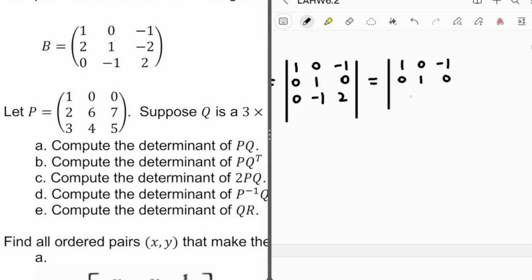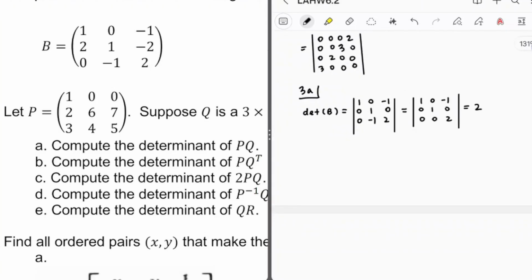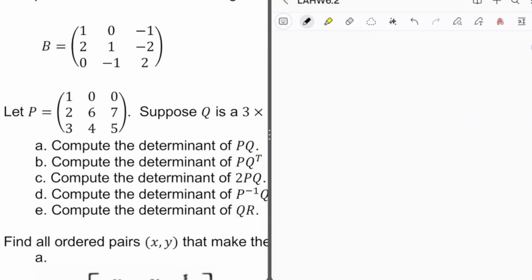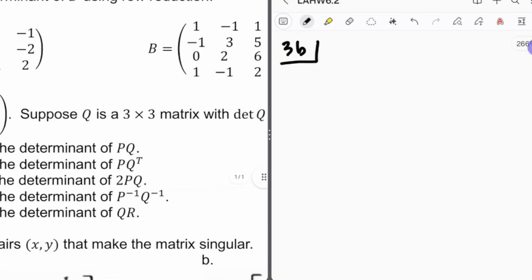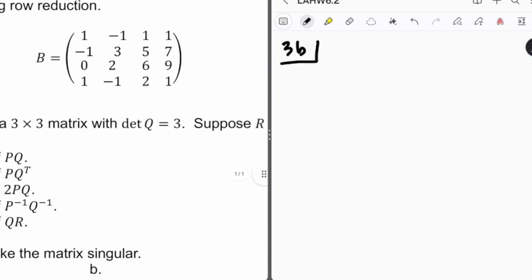1, 0, 0, 0, 2, and now I've got a triangular matrix, and I can multiply down the main diagonal. That's going to be 1 times 1 times 2, and that will be a determinant of 2. So that's a pretty good example of an easy one that we're going to compute using row reduction. For the next one, okay, good, we got 3.